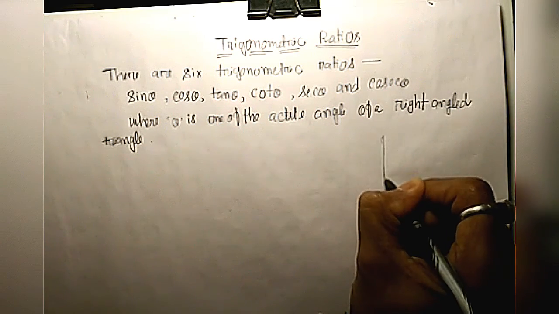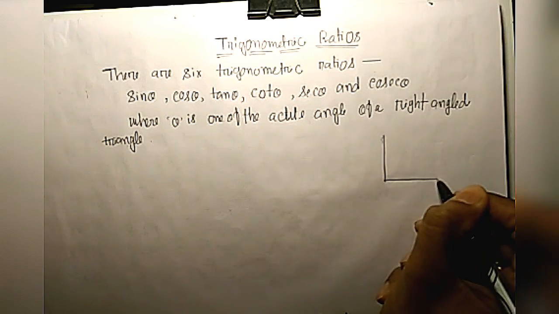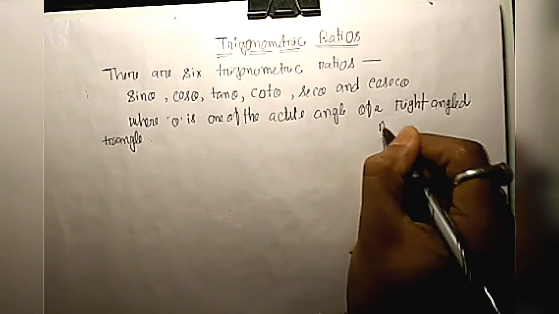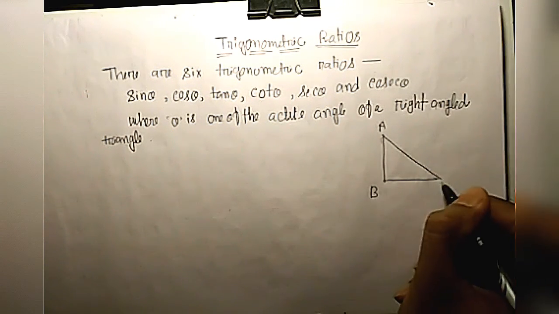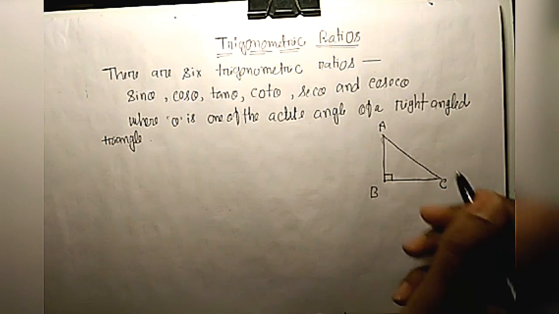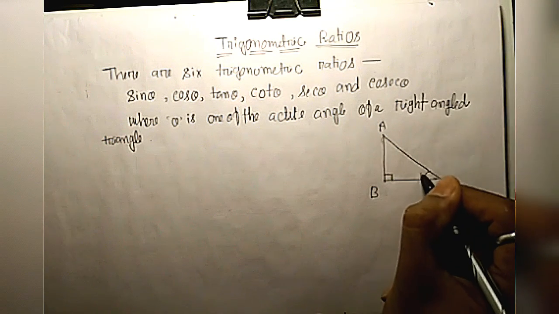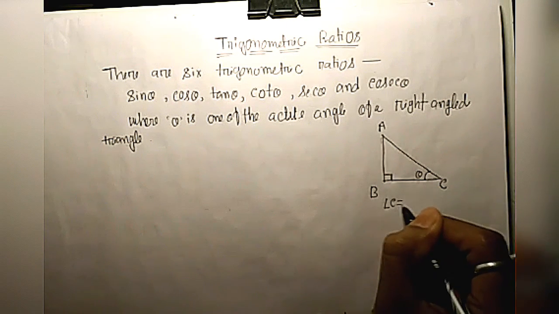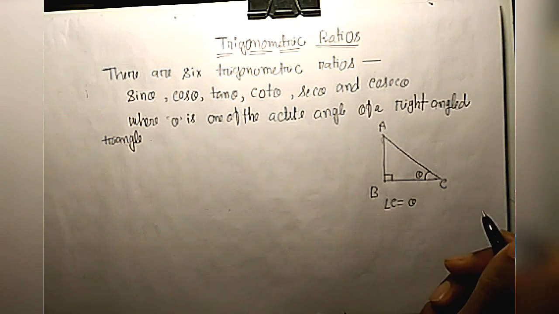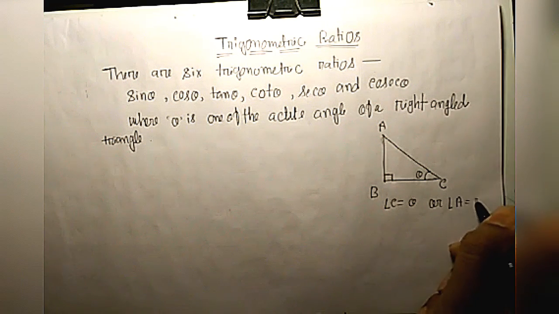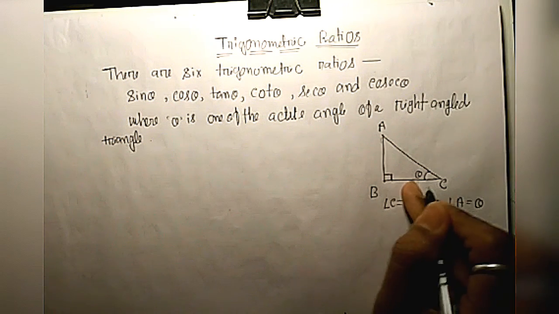So that is, in a diagram we can represent this way. So here this is a right angle triangle. So ABC is a right angle triangle, right angle at B. Suppose we consider angle C is theta. So in this right angle triangle there are 2 acute angles. Angle A and C are the acute angles. Suppose we consider angle C as theta.